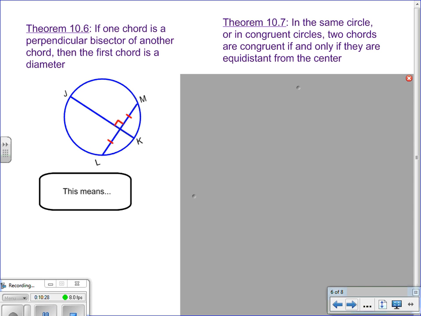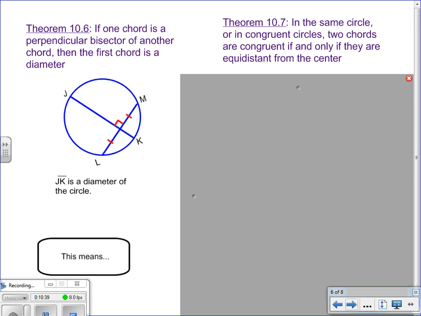JK would be your diameter, and then LM is your chord that the diameter is cutting in half. So if you have this picture, with the right angle and those red tick marks, you know that you can't have anything other than a diameter, because nothing else would be cutting LM perfectly in the middle, if that makes sense.